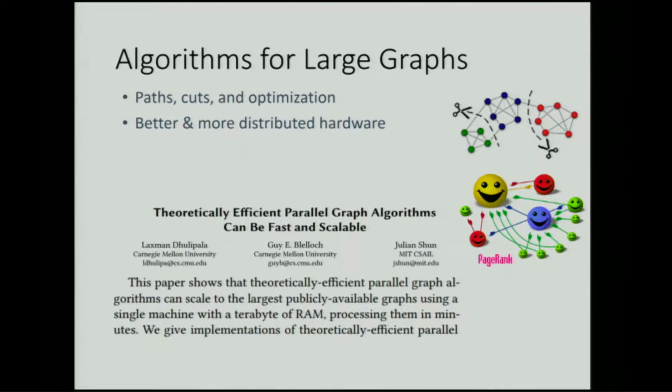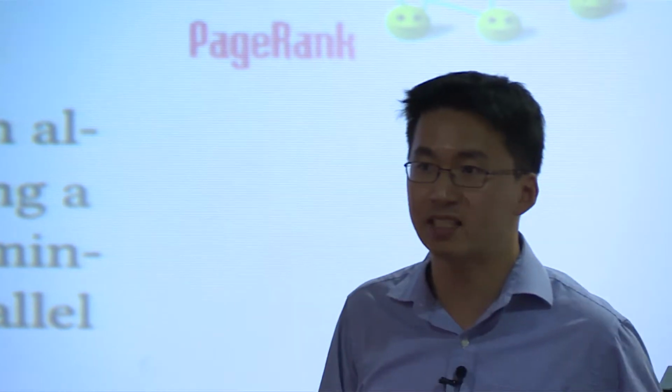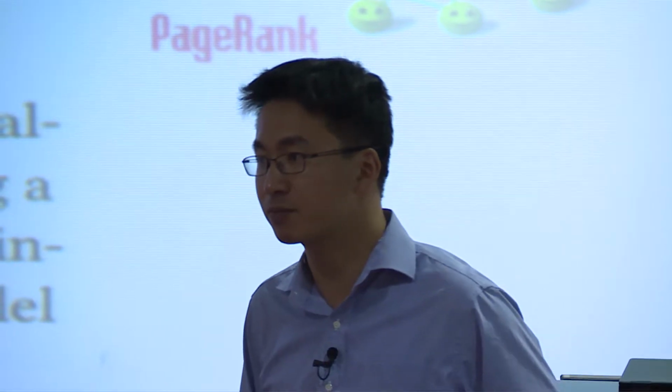On the other hand, you started seeing papers like this come out, titled Theoretically Efficient Parallel Graph Algorithms Can Be Fast and Scalable. This is a paper out of CMU at SPAA, the Symposium on Parallel Algorithms and Architectures, last year. They say that theoretically efficient parallel graph algorithms can scale to the largest publicly available graphs using a single machine with 1 terabyte of RAM, processing them in minutes. If you're familiar with graph systems, these numbers are at least competitive, if not significantly better, than what we have been able to do on, say, trillion-edge graphs.